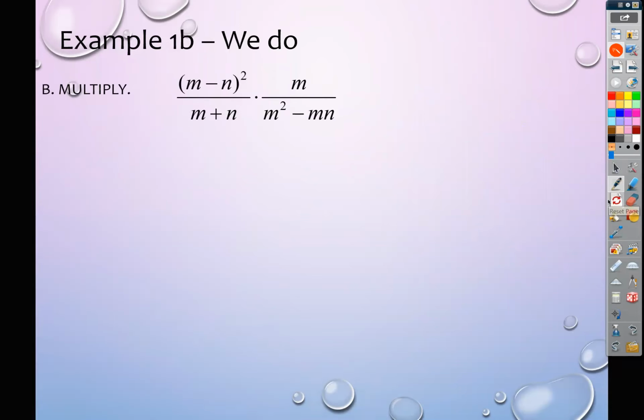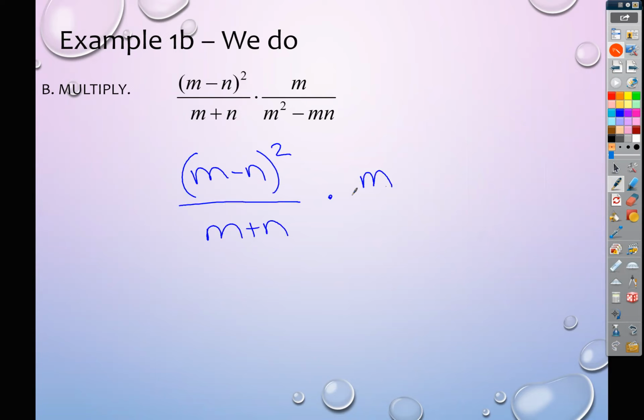1b. All right, we're going to do this one together. So in the numerator up here, you have m minus n squared, which means that you have 2 of those. M plus n on the bottom times m over. Now let's factor the second denominator. I have an m that I can factor out as the greatest common factor, and I'd be left with m minus n.